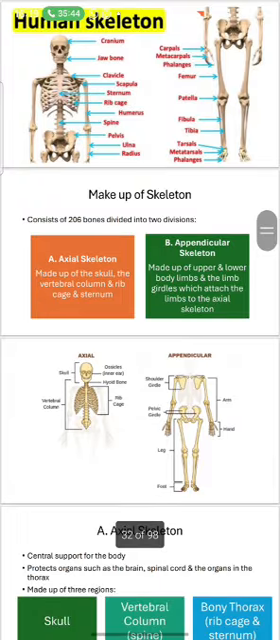So, makeup of skeleton. It consists of 206 bones divided into two divisions. 207 when I say you. Axial skeleton, made up of the skull, the vertebral column, and rib cage and sternum. Appendicular skeleton is made up of upper and lower limbs and the limb girdles, which attach the limbs to the axial skeleton.